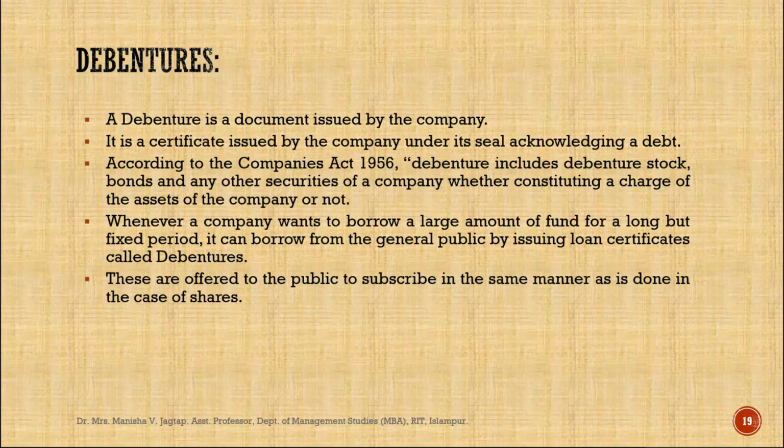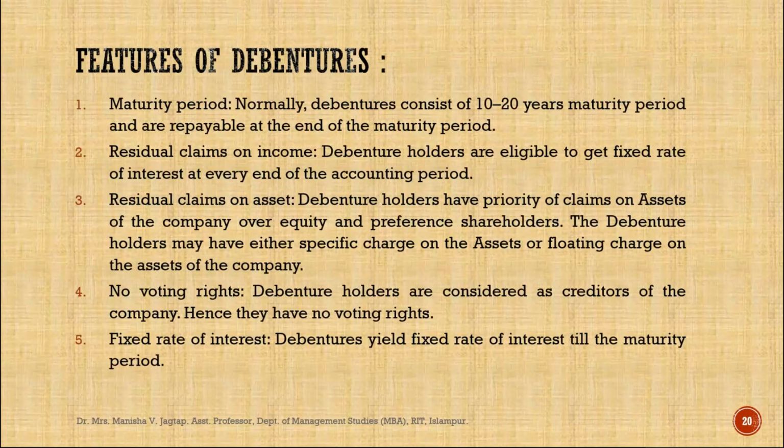These debentures are for a fixed period and a fixed interest rate that can be payable yearly or half yearly. These debentures are actually the most common way for large companies to borrow money, and the purchasers of the debenture are known as debenture holders. Next, there are certain features of debentures. So let us see them one by one.